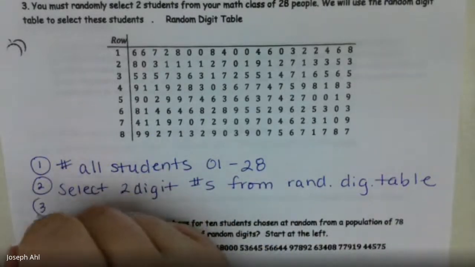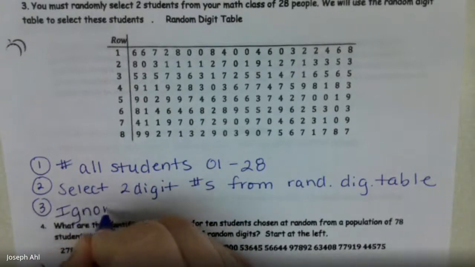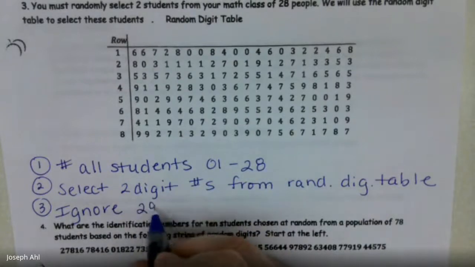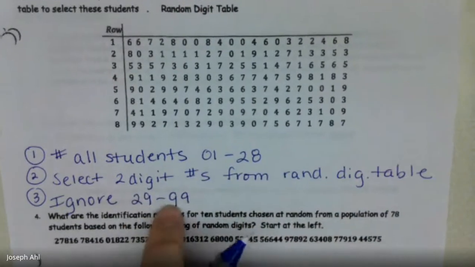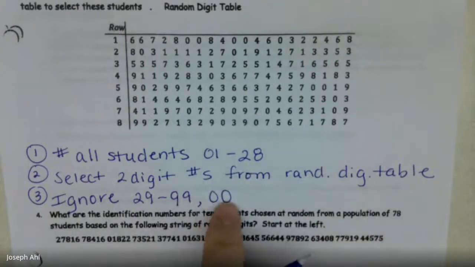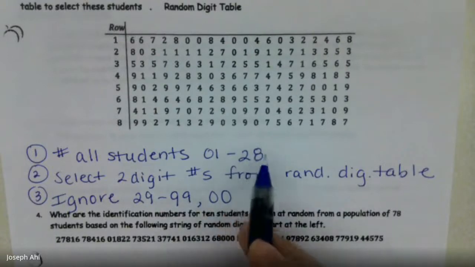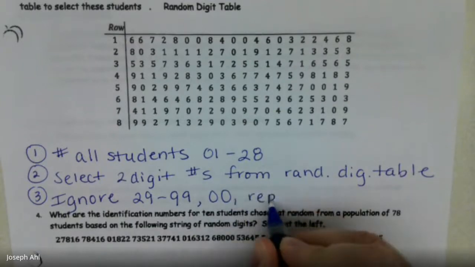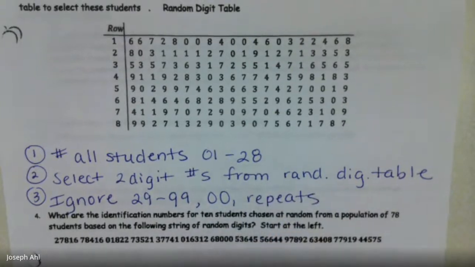And step 3 is talking about, well, what don't we want? What are we going to ignore? Well, anything in our 2 digits that's a 29 through 99, we don't have any students with those classifications. We also want to ignore if we get 0, 0. We didn't label one of our students as 0, 0. Could we have? Sure, I guess we could have done that, but then I would have stopped at 27 here. That would have been okay. And then we want to ignore any repeats. So if we're going across that row and I get student 15 to pop up twice in a row or something like that, we don't want to choose the same student twice.